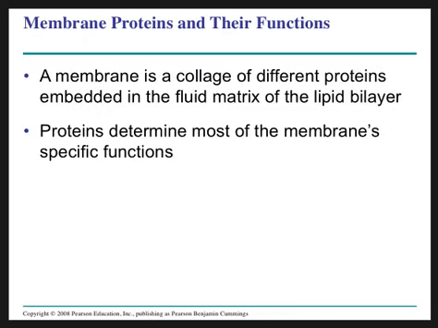Okay, so membrane proteins. I started this chapter saying we're going to talk about the proteins, and then we just spent the first 10 or 11 minutes talking about phospholipids and barely even touching proteins. So now we need to grab those proteins.